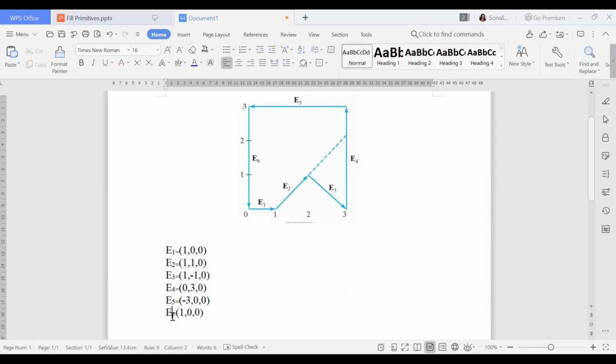So for my E6, how I'm going to denote it, I have to write here. I'll just remove this and write here. You can see E6 has come down, so it is in the opposite direction, but it is on the y-axis. That's the reason the x value will be 0, the y value will be -3, and the z value will be 0. So now I got these values.